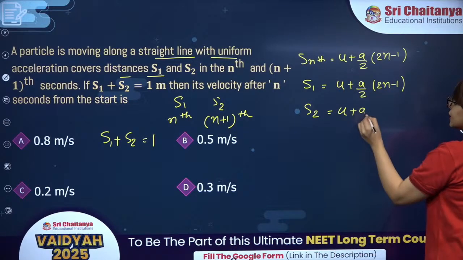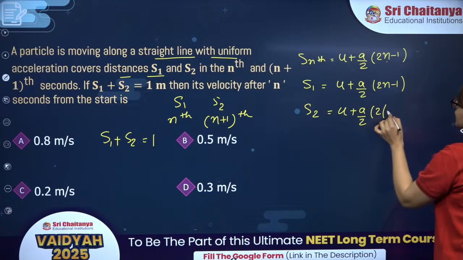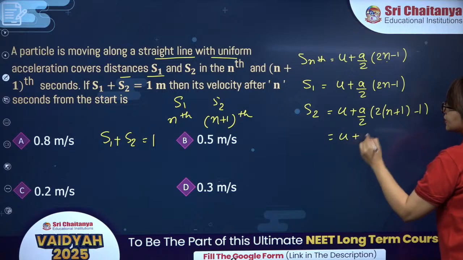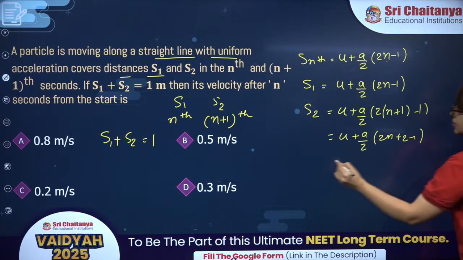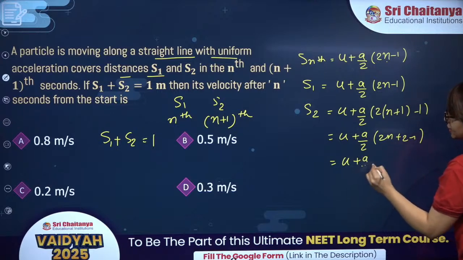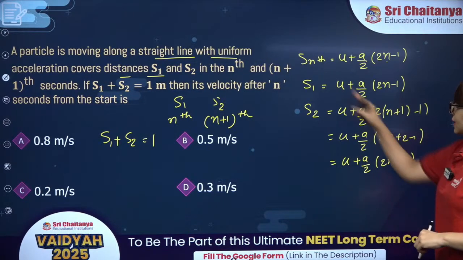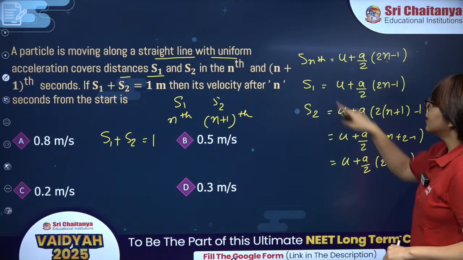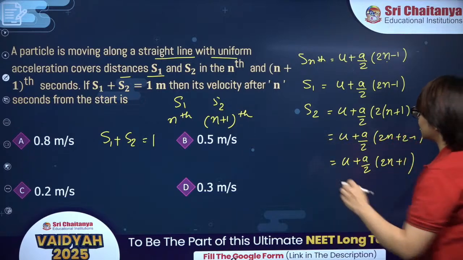So it is u plus a by 2 into 2. Instead of n, you have to put n plus 1 minus 1. So it is u plus a by 2 into 2n plus 2 minus 1, which is nothing but u plus a by 2 into 2n plus 1. Okay. So this is S1 and this is S2. Alright. Well done beta, well done. Now S1 plus S2 is given as 1. Use this information to solve the question.